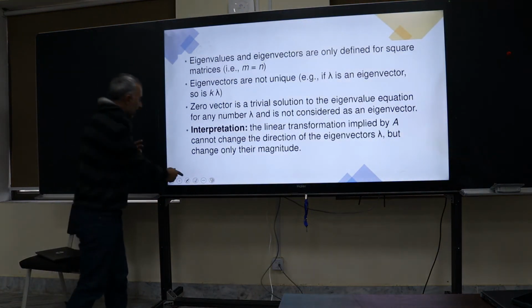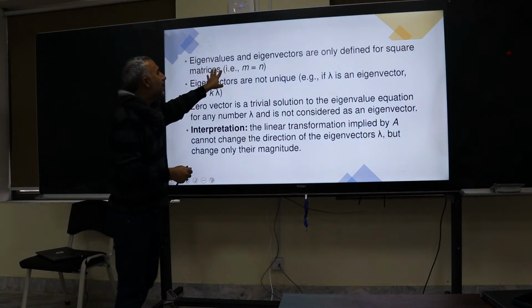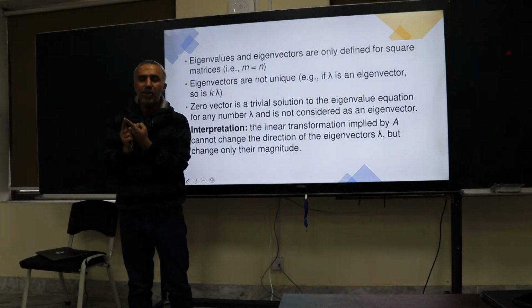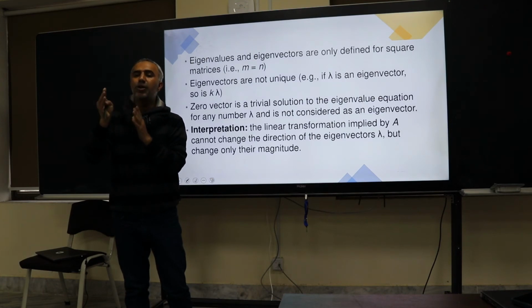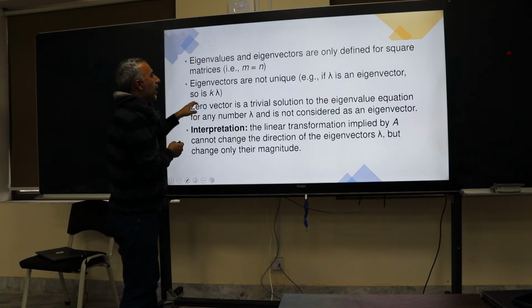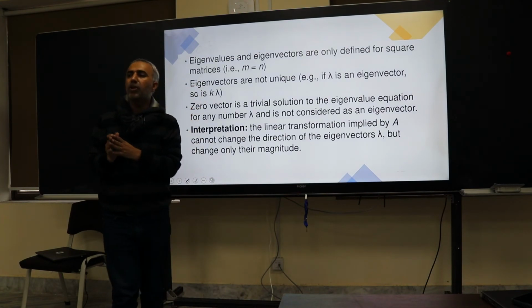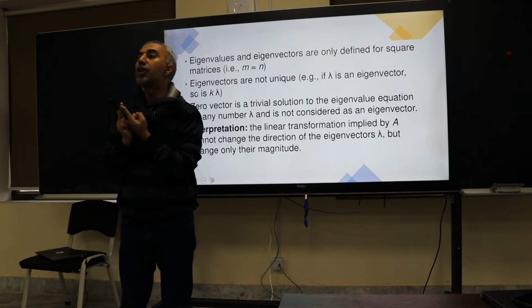One more thing I would like to say: eigenvalues and eigenvectors are only defined for square matrices. If the data is not square, if it is rectangular, then you need to break it into small chunks, small square matrices. Another thing is that the zero vector is a trivial solution. Remember, an eigenvalue can be zero, but an eigenvector should not be zero.